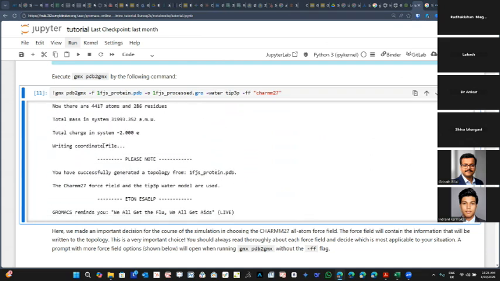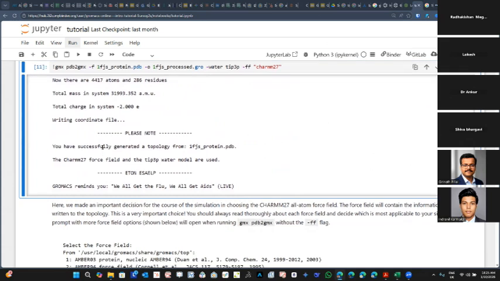And the good thing with GROMACS, what I like is if anything is successful running, it always gives you some sayings, some proverbs and stuff. We all get the flu. We all get AIDS. So they give some nice and funny proverbs here. So anyway, jokes apart, here it is saying that you have successfully generated a topology file for this particular PDB. So you will have the ITP file as well as the GRO file.